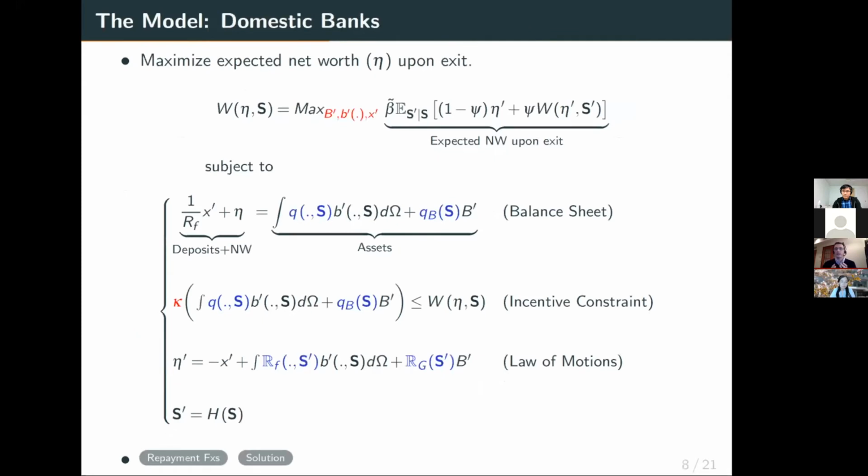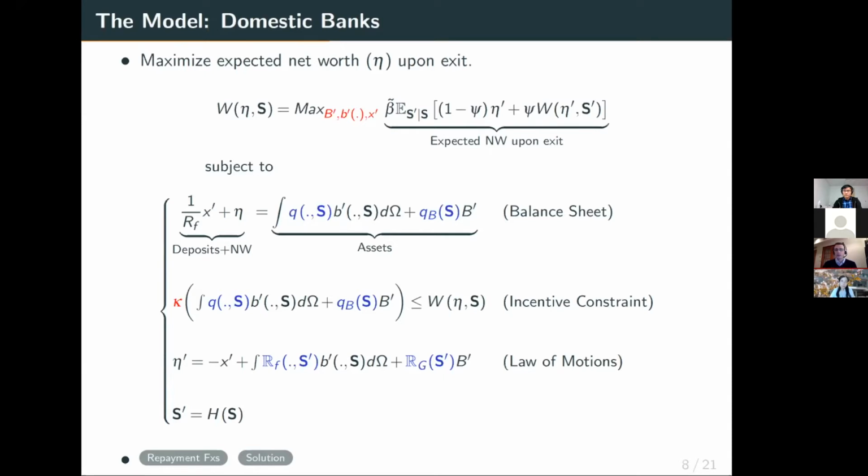Okay, to close the economy, I need to define what is happening with the domestic banks, okay? So remember, the banks are owned by the household, okay? And the goal here is to maximize the expected net worth upon exit. So this is essentially following a Gertler and Karadi type of model. So W is the valuation of the bank. And each period, a banker is going to choose the optimal allocation between government bonds, B prime, the optimal allocation between loans to each of the firms in the model, and also the optimal allocation of deposits, X prime, to maximize this expression right here, which is the expected net worth of this bank upon exit, okay? So every single period, there is an exogenous probability that the bank will exit the economy.